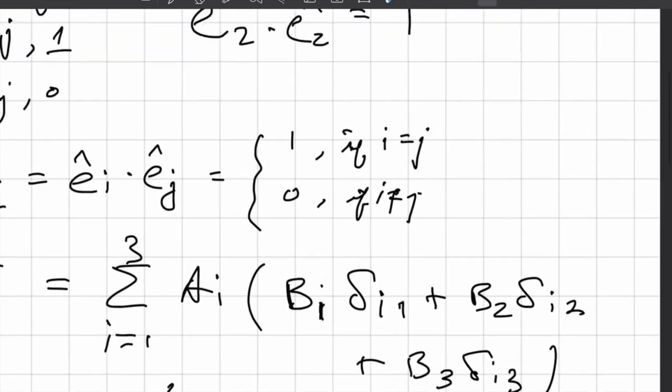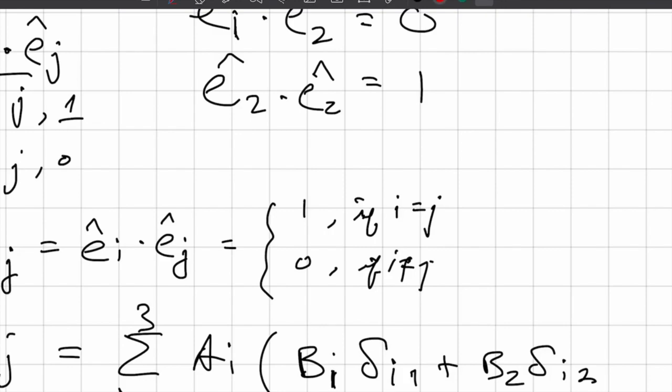Let me just do a quick aside here to help see where that is again. Let's say I had A dot B, okay? And I wrote this as Ax x hat plus Ay y hat plus Az z hat. And then I dot it.